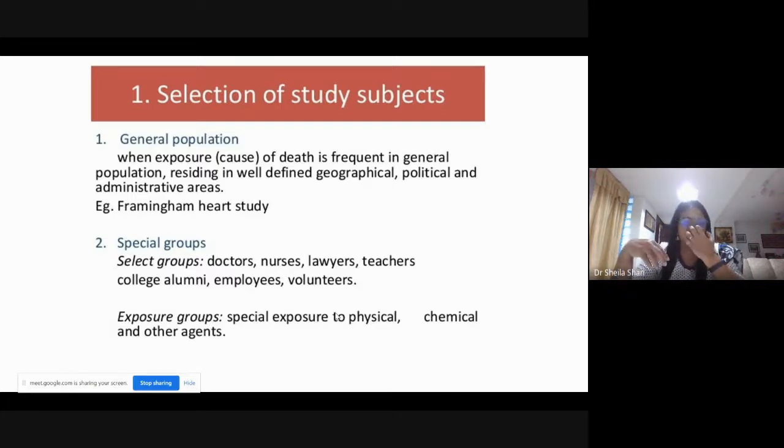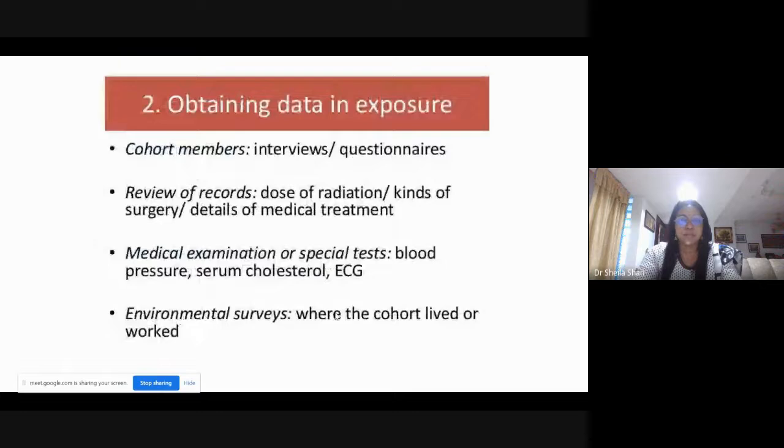Then from there you have special groups, maybe doctors, maybe nurses. They are the selected groups. And you have the exposed groups. These people are exposed to a chemical agent, for example. This group of people are staying in the same area, but one group will be drinking normal water from the pipe, and another group might be drinking only filtered water. So you have one group not exposed, one group exposed. Then it will be a cohort study.